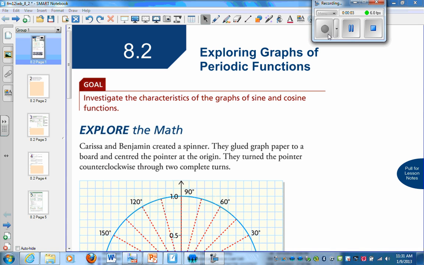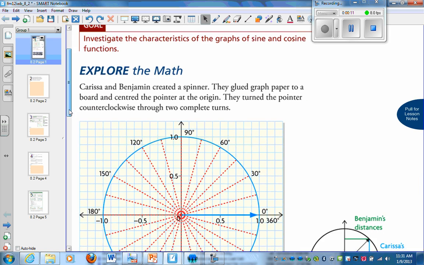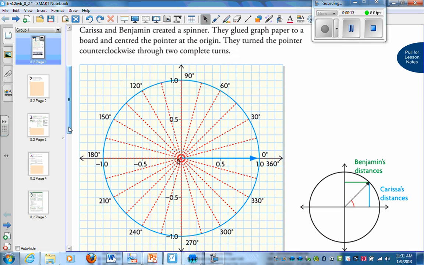Section 8.2, Exploring Graphs of Periodic Functions. So we're going to look at the characteristics of a graph of sine and cosine. And here we have Carissa and Benjamin creating a spinner. They glued the graph paper onto a board and centered it at the origin. This is x and that's y, and they have this graph here.